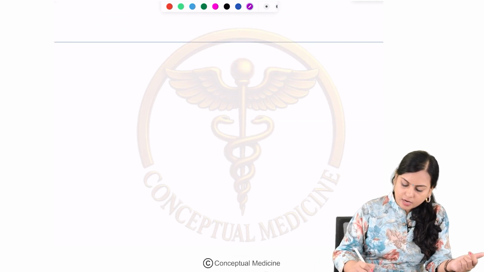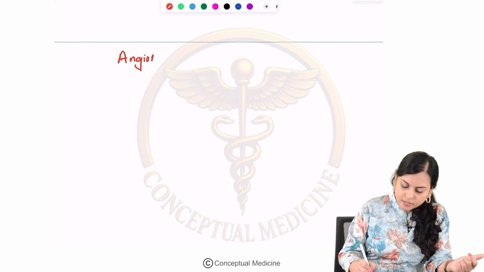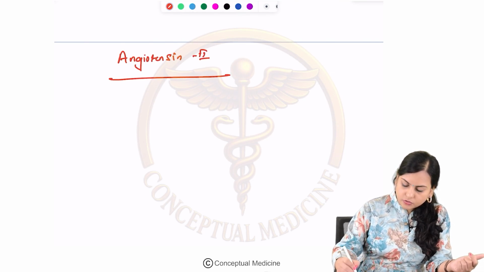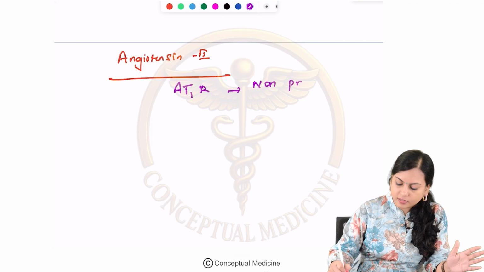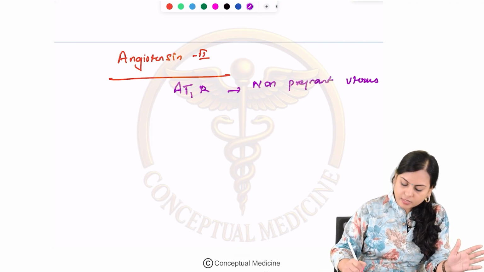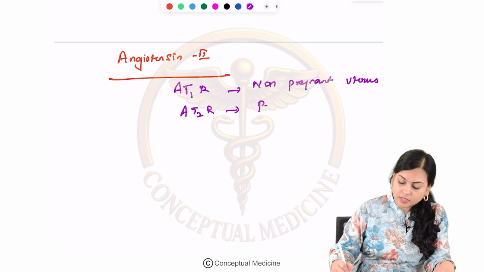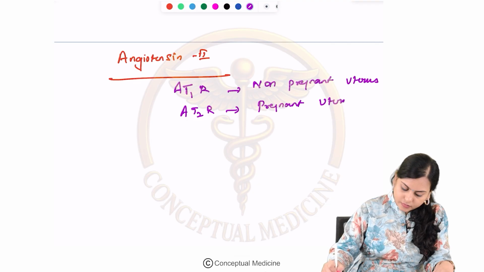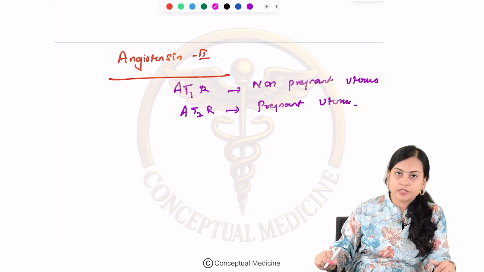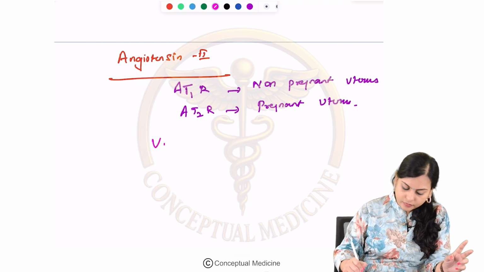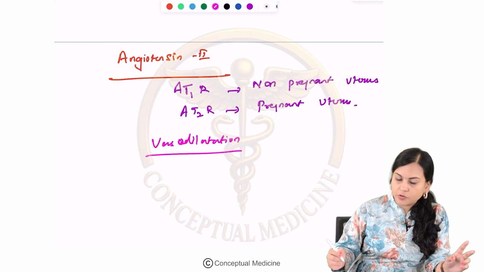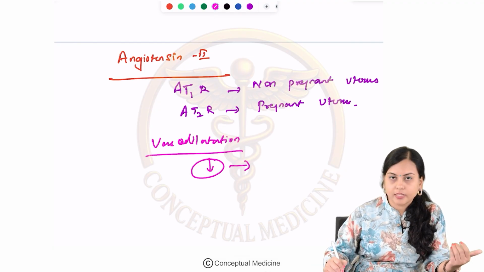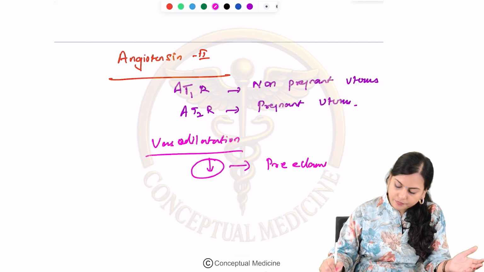Yes. And the next one is angiotensin 2. So, you have two types of receptors for angiotensin 2. One receptor is mostly expressed in the non-pregnant uterus, whereas the angiotensin 2 receptor is expressed in the pregnant uterus, and definitely angiotensin is going to cause vasodilatation. Suppose there is decreased level of angiotensin, then it is going to result in preeclampsia. Clear?